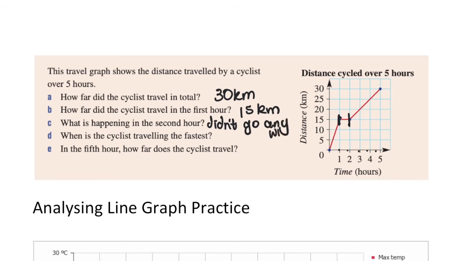When is the cyclist traveling the fastest? Ugh, my handwriting's a bit messy. Alright, when is the cyclist traveling the fastest? Well, in the first hour they did 15 kilometers. That's cool. Second hour, none. Third hour went up 5. Oh, so it looks like the first hour was rather fast. We went 15 in the first hour. That means we were pretty fast. And in the fifth hour, 1, 2, 3, 4, fifth hour we travelled 5 kilometres. Boom, you just did some line graph analysing.